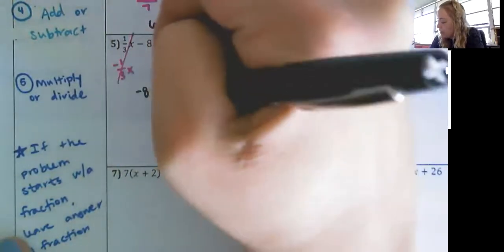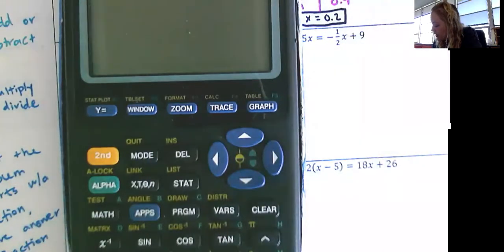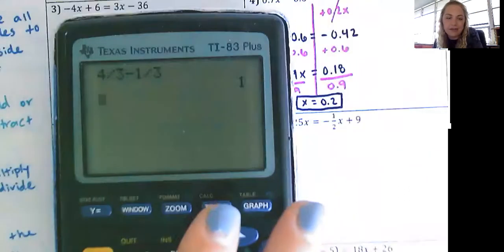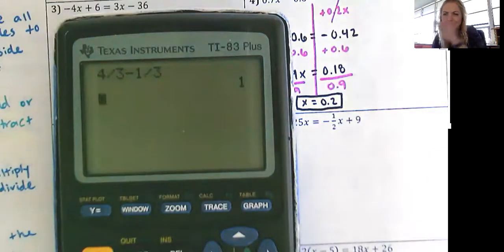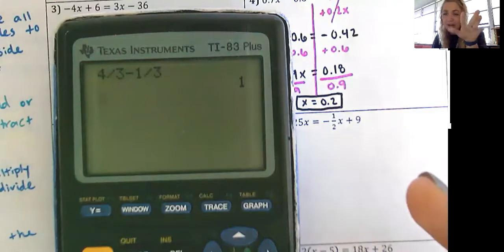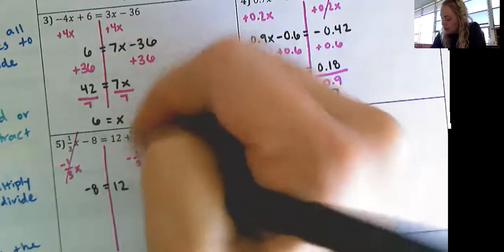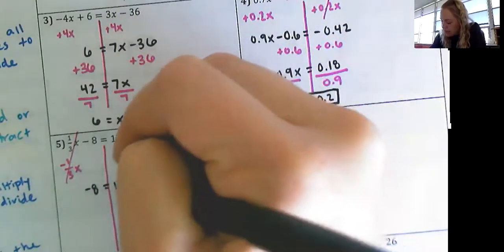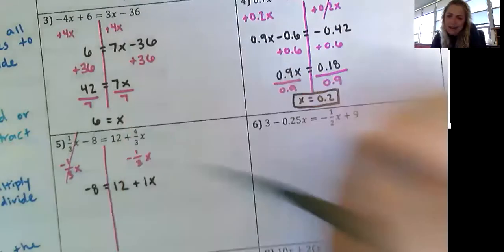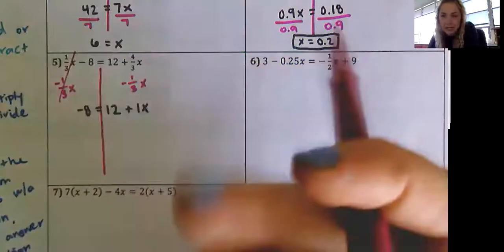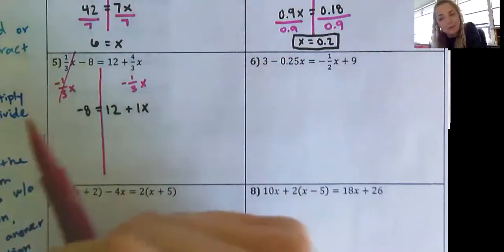So I have negative 8 equals 12. And then 4/3 minus 1/3. If I do that, 4/3 minus 1/3, I get 1. Oh, you can't see that. 4/3 minus 1/3, yeah, that makes total sense because if I have 4/3, take away 1/3, now I have 3/3. 3/3 is just 1. Okay, so that is 12 plus 1x. I did not have to write the 1 in front of the x. I did that almost exclusively to make sure that you knew that that is so redundant and weird.